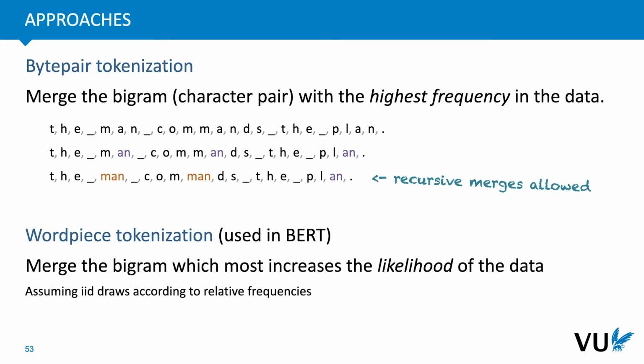And word piece tokenization works very similarly, except that it looks not just at the bigram with the highest frequency, but it looks at the bigram which most increases the likelihood of the data. And that's assuming that the data is drawn character by character according to the relative frequencies in the data.